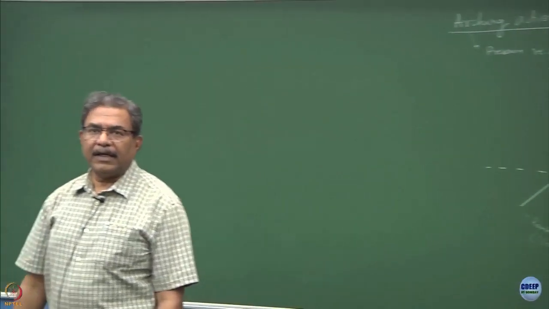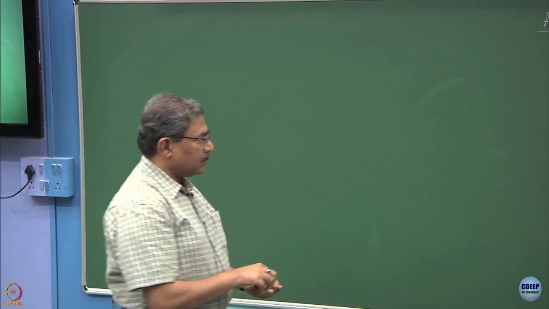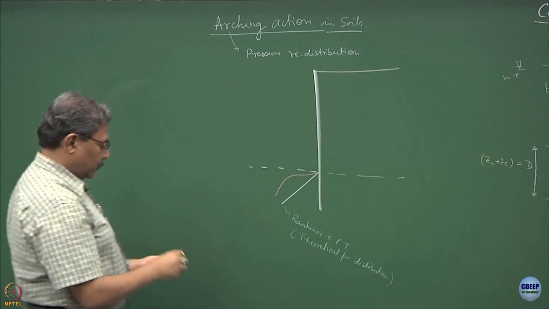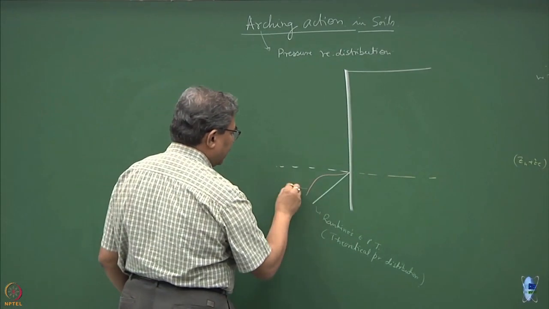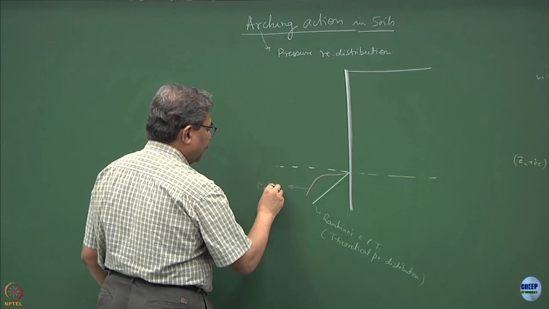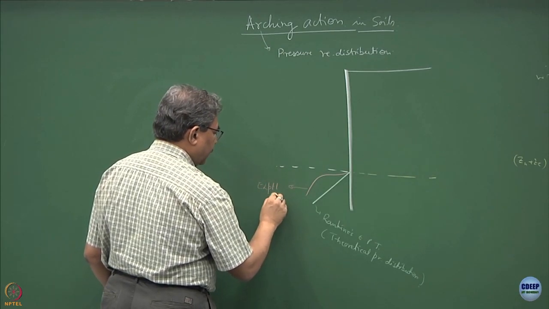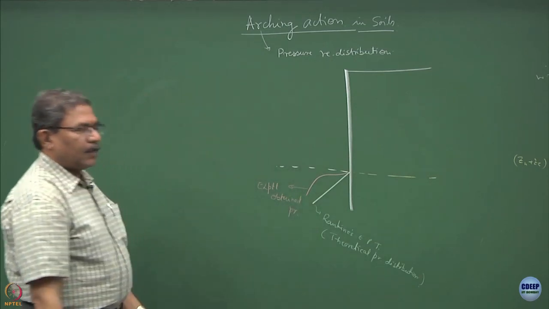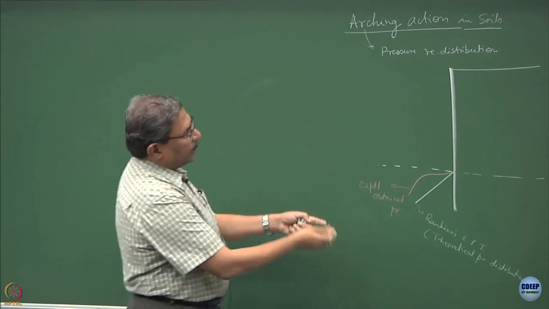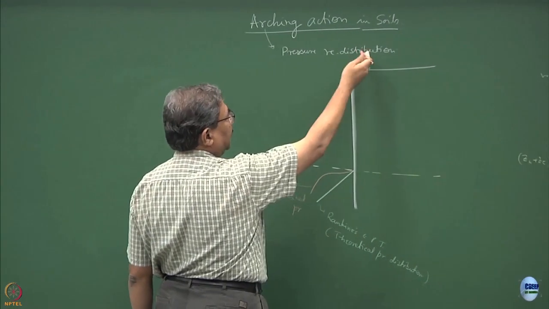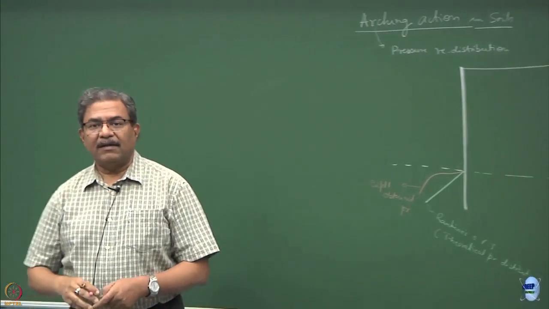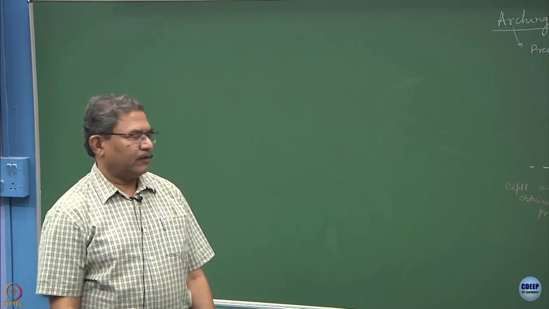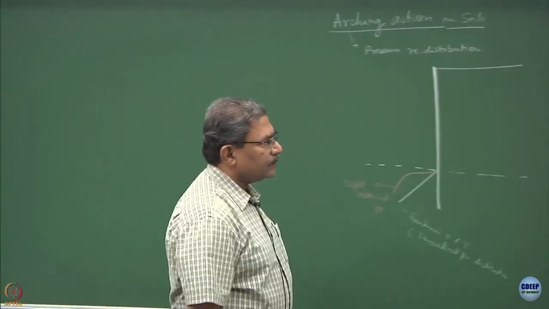Truly speaking, in real life, the distribution of the pressure has been observed to be something like this. So, this is the real pressure, experimentally obtained pressure. All right, the difference between the two is because of the arching action, that is the pressure redistribution in the soil mass which is violating the theoretical concepts which we have studied so far. Is this part okay?